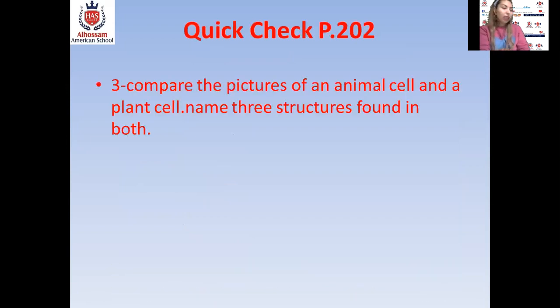Number 3, compare the picture of an animal cell and a plant cell. Name 3 structures found in both. So in pages 201 and 202, you have a plant cell and an animal cell. You can compare the 2 pictures and name 3 structures found in both, common in plant and animal cells. So, who knows? Raise your hand. Okay, Ahmed Khalid. Yes, Ahmed.